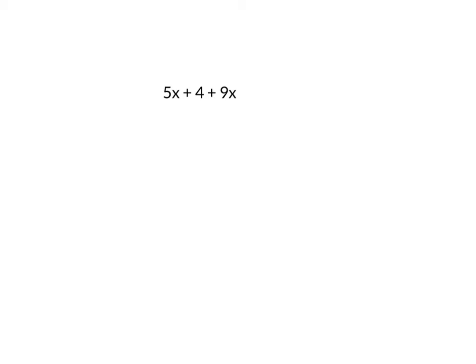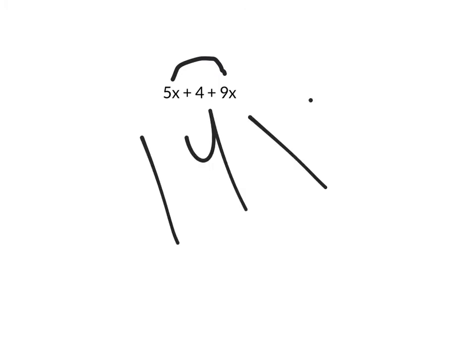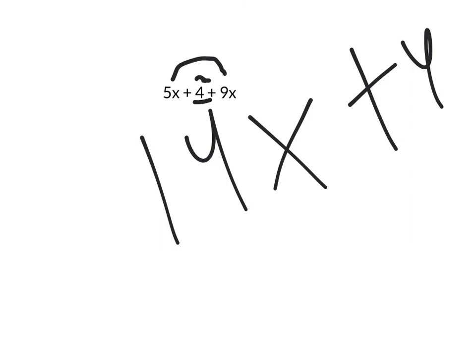So for the second problem, we have 5x plus 4 plus 9x. So first we combine the like terms, which are the x's. 5x plus 9x gives us 14x with the remaining 4. And we just add that on since it has no other like terms. And there's your answer.